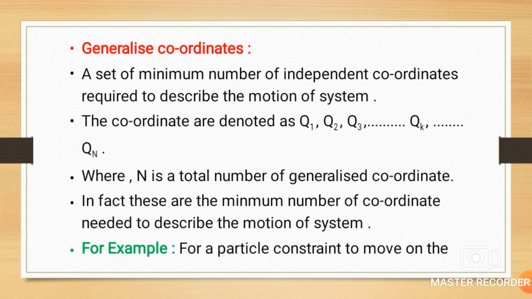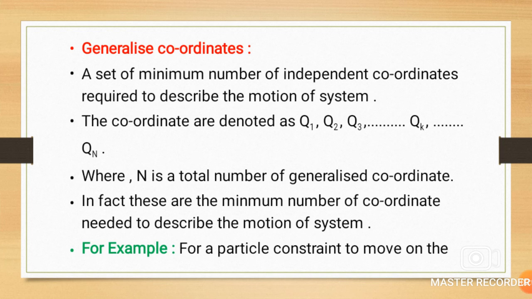Now in this video we have to discuss the generalized coordinates: a set of the minimum number of independent coordinates required to describe the motion of a system. That means it is also the set of minimum coordinates, but independent coordinates, not dependent coordinates. So these minimum number of independent coordinates required to describe the system are nothing but the generalized coordinates, but this is without constraint, and degree of freedom is with the constraint. Sometimes generalized coordinates are also taken with a constraint.